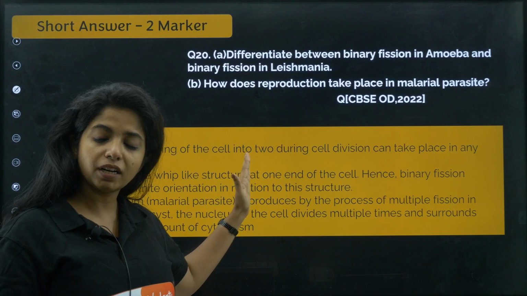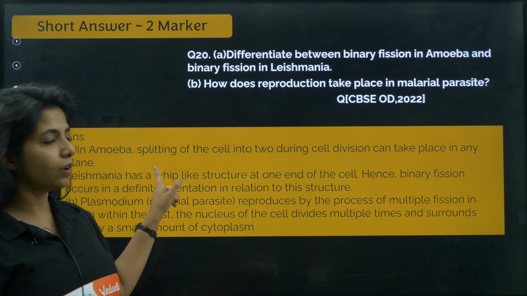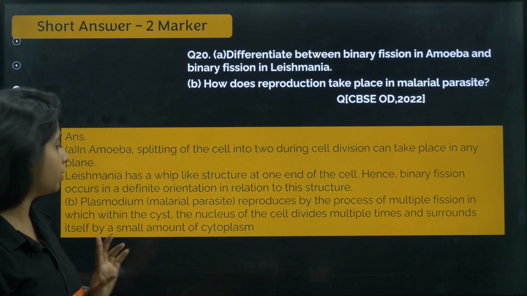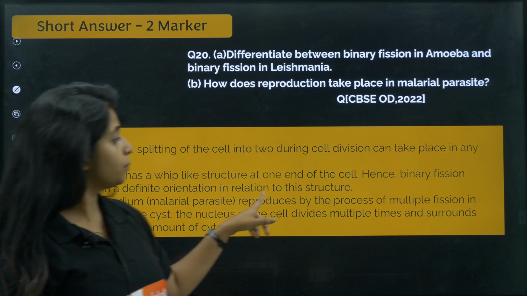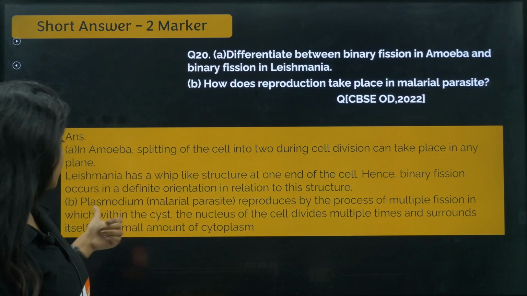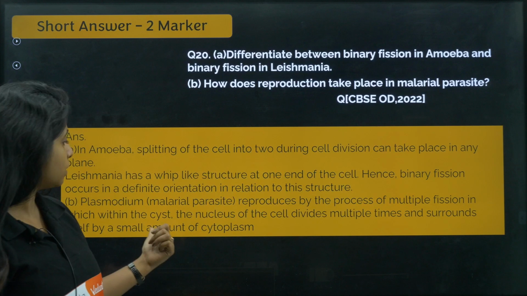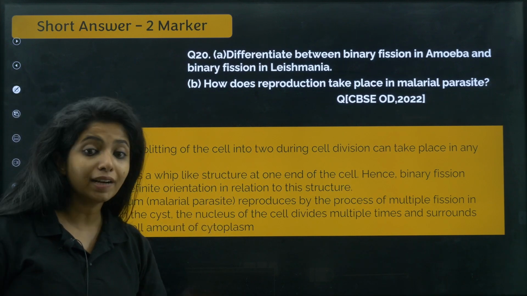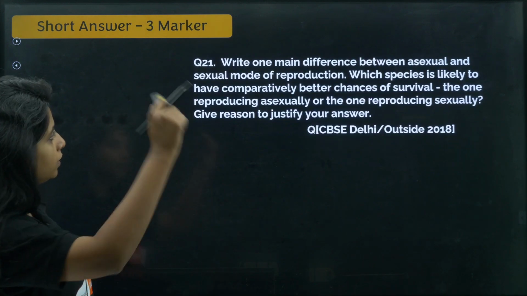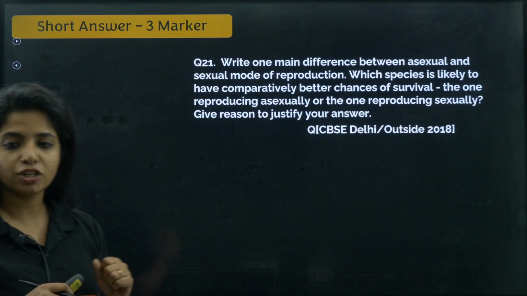You can write simple binary fission and simple irregular binary fission over here, longitudinal binary fission over here. Now, the Plasmodium malarial parasite reproduces by the process of multiple fission, in which within the cyst, the nucleus of the cell divides multiple times and surrounds itself by a small amount of cytoplasm later on and gets released later on. Cool.